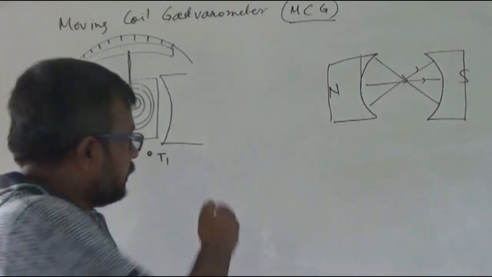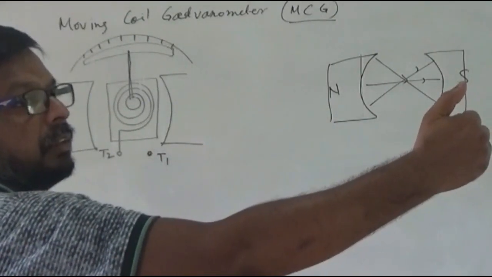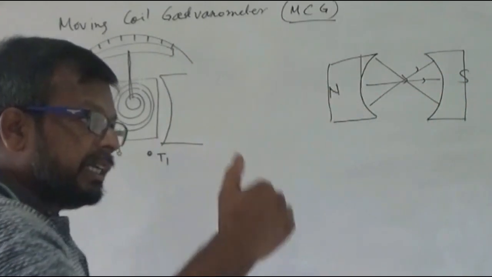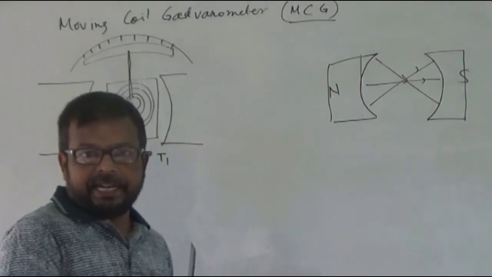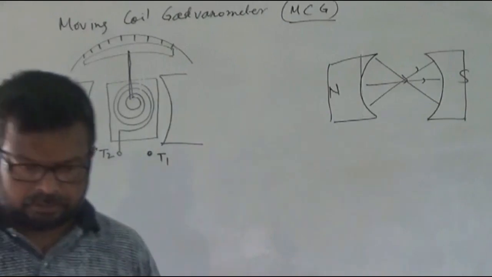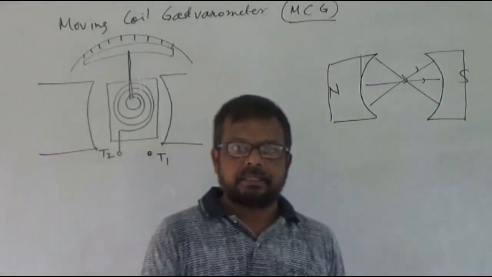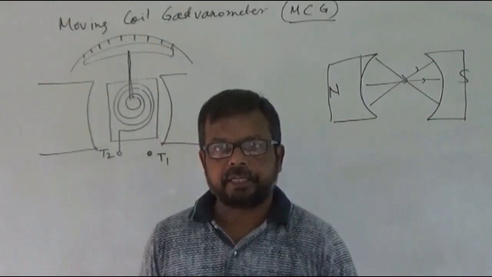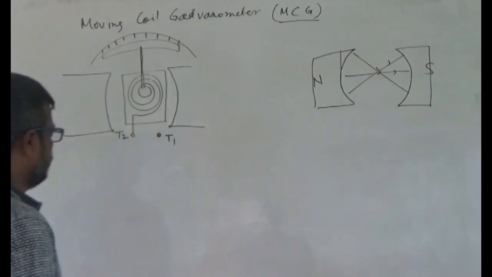So the reflected light will be shifted, and from the scale we can measure the shift of the light, and by that we can measure the current. That is the suspended coil galvanometer. Now we are discussing the stable galvanometer, which we use in our laboratory, right? Now let us see.